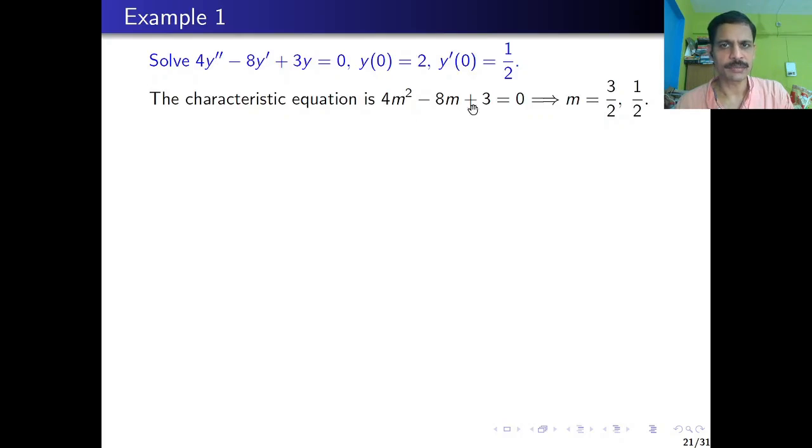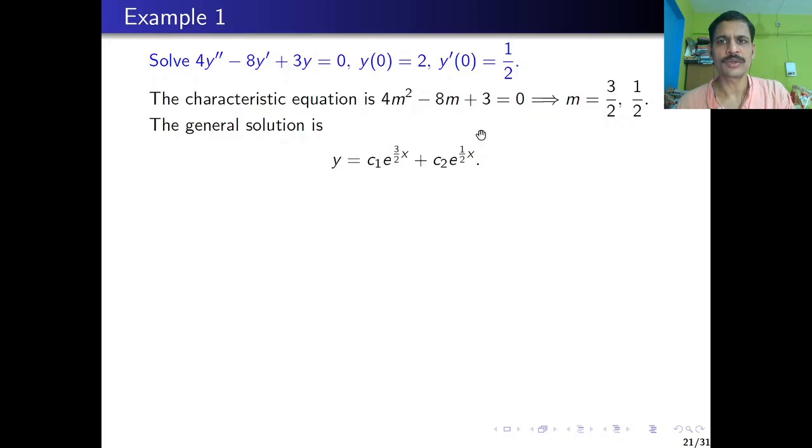You can easily compute the roots of it, and it comes out to be m is equal to 3 by 2 and 1 by 2. So the general solutions are easy in this case. Since m has values real numbers and they are distinct, that means that the characteristic equation has distinct real roots.